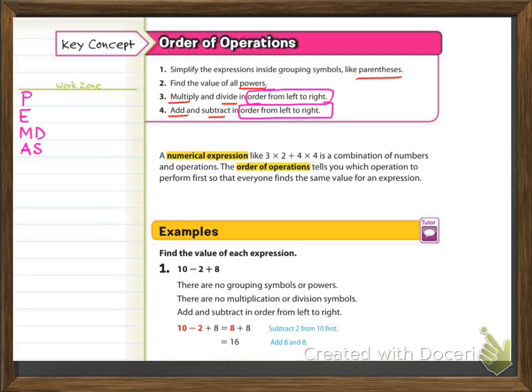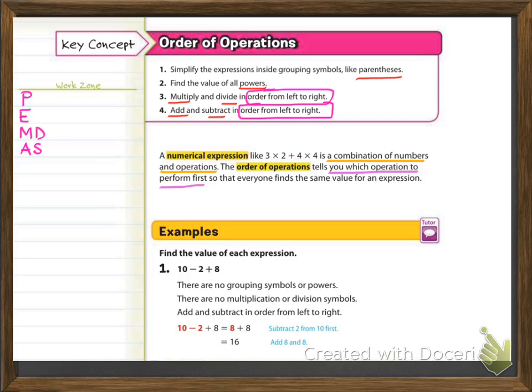So it says a numerical expression like 3 times 2 plus 4 times 4 is a combination of numbers and operations. So you want to go ahead and underline a combination of numbers and operations. The order of operations tells you which operation to perform first so that everyone finds the same value of the expression. That should be your basic definition for order of operation.